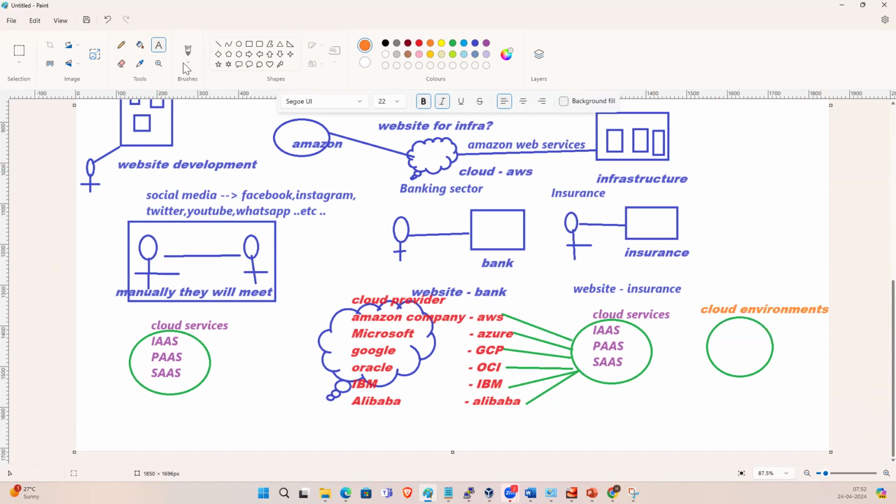So in the DC, what are the environments? Production, non-production, right, guys? But what are the environments in the cloud? Public, private, hybrid.